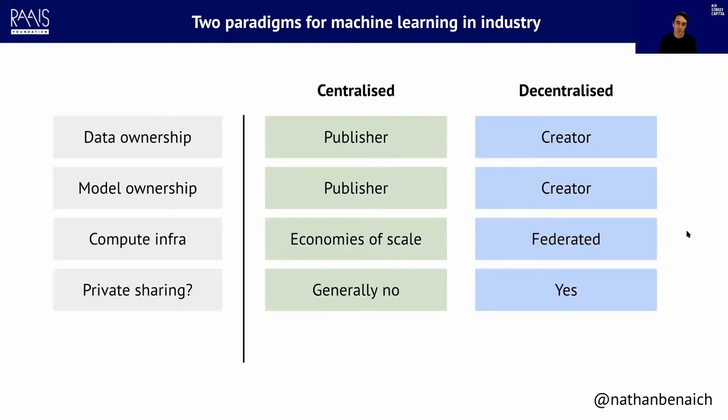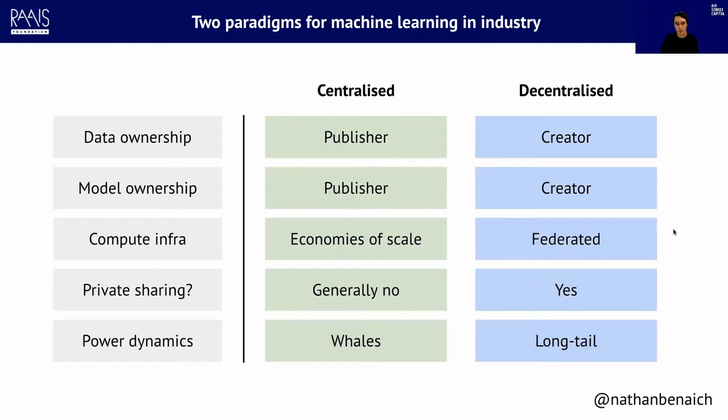When it comes to private data sharing, it's generally not possible or not offered in the centralized setting. Whereas in the decentralized setting, you can offer privacy-preserving sharing, and projects like OpenMind facilitate that. And lastly, when we look at the power dynamics, in the centralized setting, it's really the whales that win. It's the large companies that can amass all these resources under one roof. And in the decentralized setting, the power dynamics are shifted towards the long tail of many, many small participants that, when summed together, are worth more than the parts.